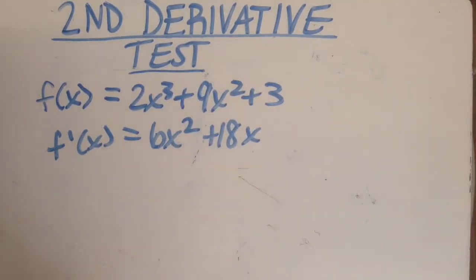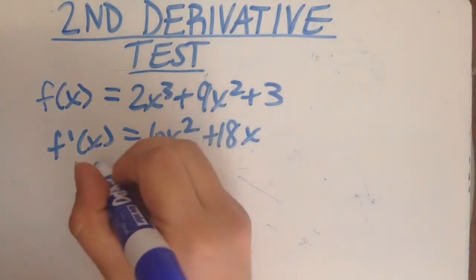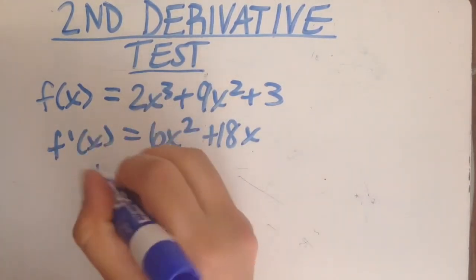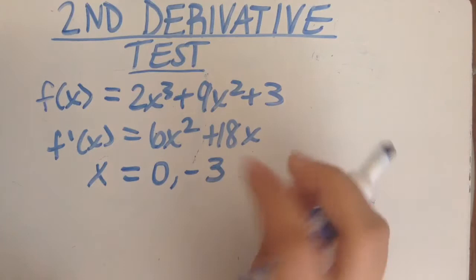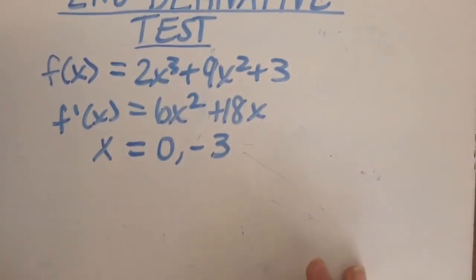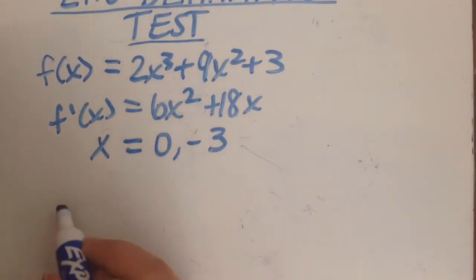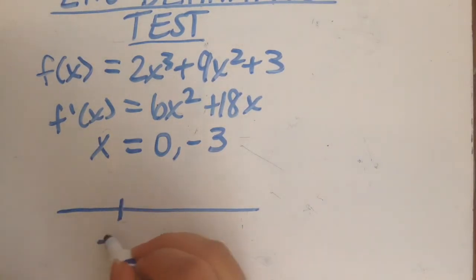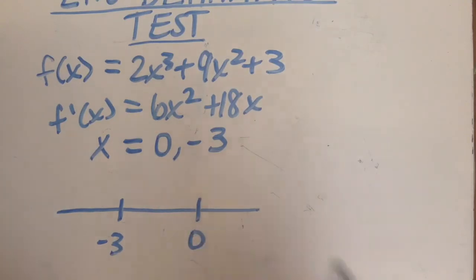Okay, so in the second derivative test, we also need to find the zeros of f prime of x. And we remember that they are at x equals 0 and x equals negative 3. So now, we still need to create a number line, but this time we're going to use the y values of f double prime of x. But we're going to plug in the critical numbers, not numbers in between the critical numbers. We are going to plug in the critical numbers into f double prime of x.